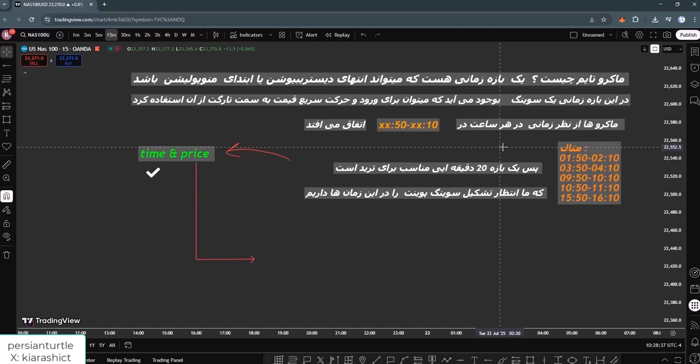I will explain now. This is a 20-minute trade base. For those who want to day trade or scalp, use it. And again, we said here that we are waiting to form a swing point in these macro times. Now, instead of this number, you can put whatever you want. It depends on which session you have a trade setup in and where it happens.